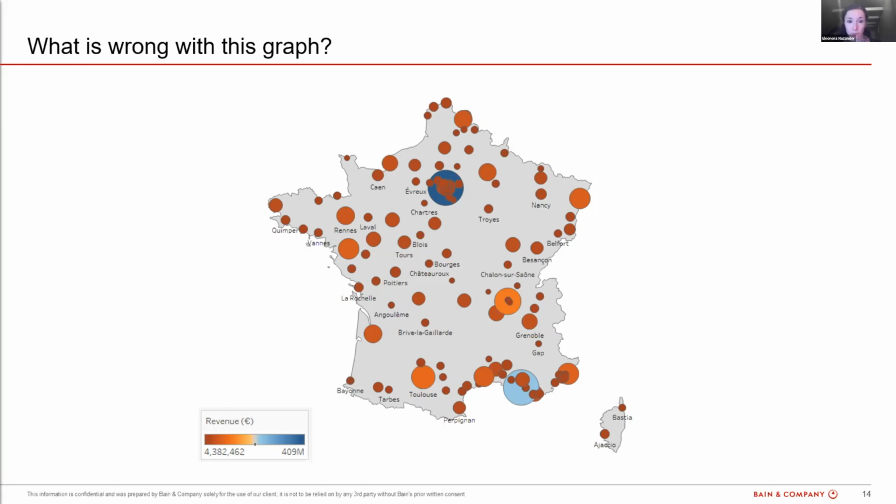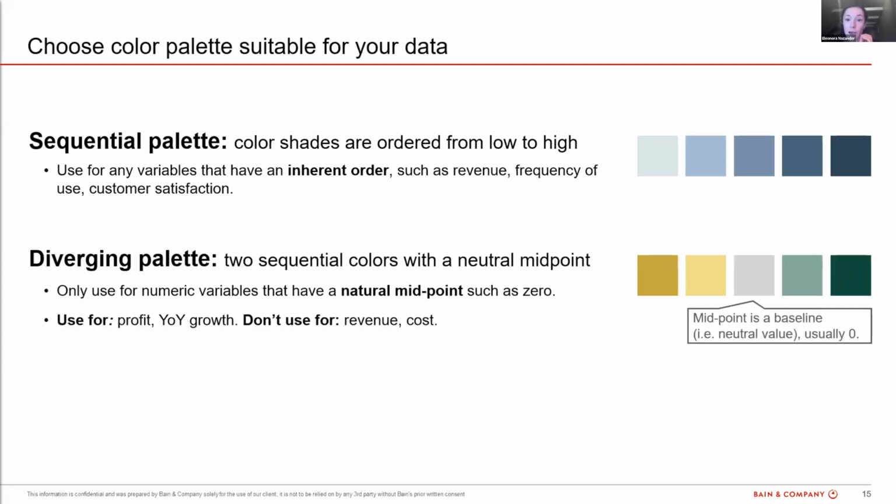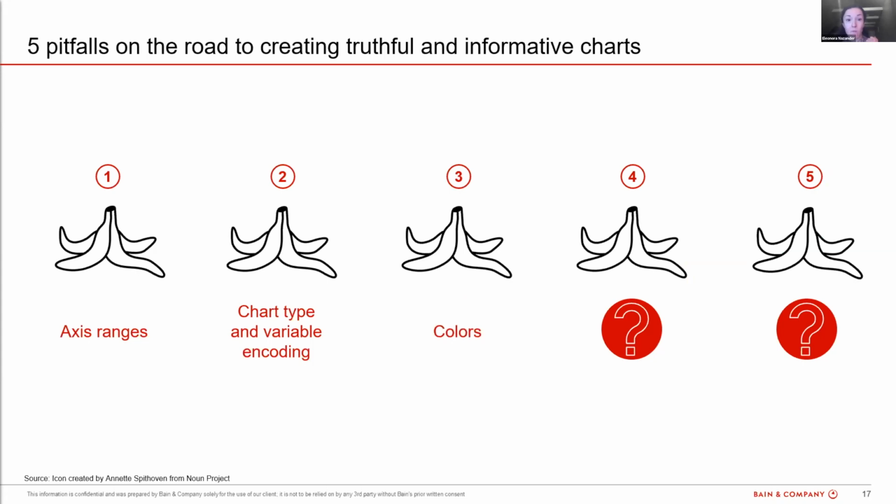So what do I mean here? A sequential palette is when colors go from low to high, and revenue would be perfect here. A divergent palette is where we have some neutral midpoint, some 0. For example, temperatures in Celsius, or profit, yeah, it has a 0. That would be a good use for a divergent palette. And then we also have a categorical palette, where we don't have any ordering for the colors, so they should not have any meaning. So the third pitfall on our way is the colors.